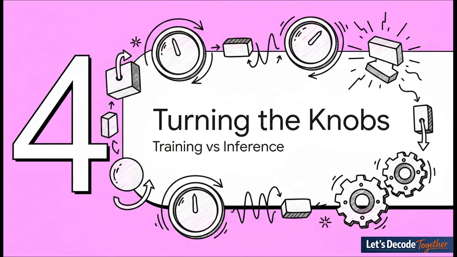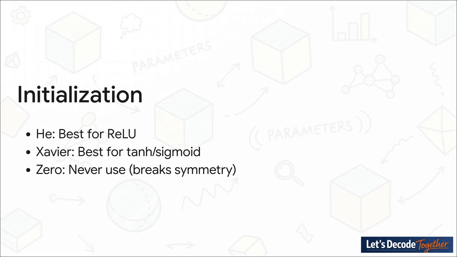All right, Section 4, turning the knobs. Let's talk about training versus inference. Before a model can even start to learn, all these parameters have to be given an initial starting value. And you can't just take a wild guess. Engineers use highly specific mathematical initializations depending on the architecture. This ensures the signals don't just vanish into nothing or totally explode during training.